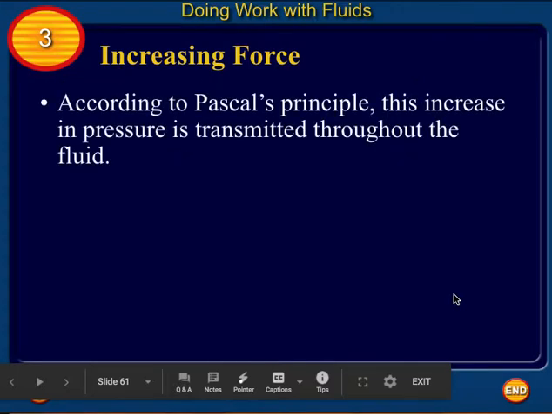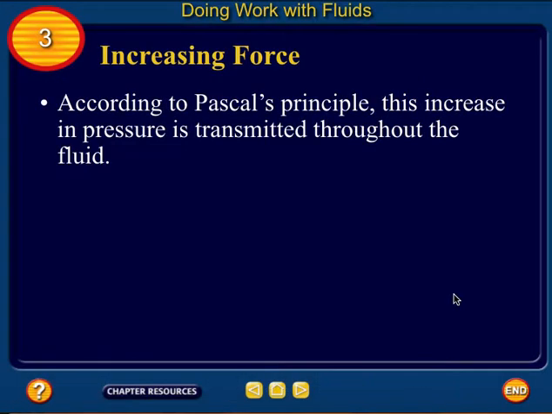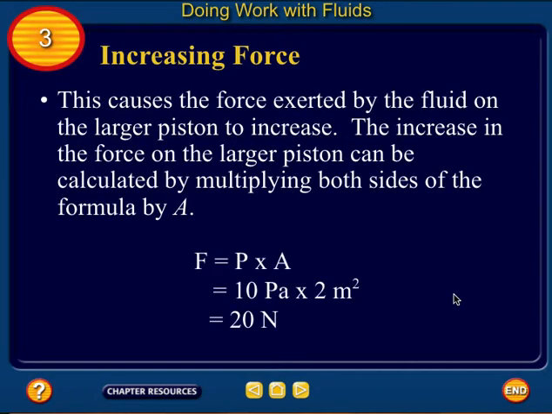Well, if you increase the area, that means that you're going to be increasing the overall outward force. According to Pascal's principle, this increase in pressure is transmitted throughout the fluid. This causes the force exerted by the fluid on the larger piston to increase. The increase in force on the larger piston can be calculated by multiplying both sides of the formula by the area. So in this case, force equals pressure, which you've already exerted on the small piston, times the area of the larger piston, and it increases force.